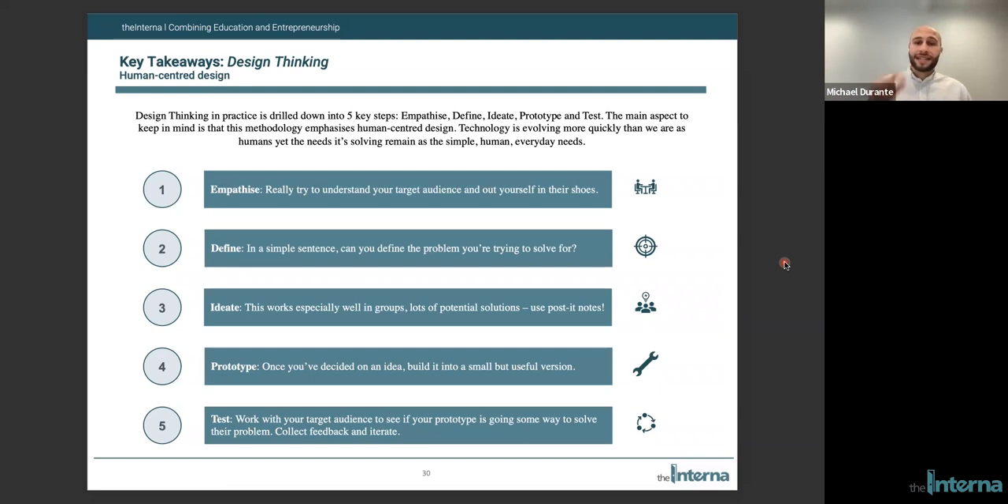Then from those ideas, select one prototype, 1 or 2 MVPs that you want to then build into a useful version, a small but useful version. It's an MVP, very, very similar. And then let's test that with the market. But the key point is all around that feedback loop. It's all about the feedback loop.